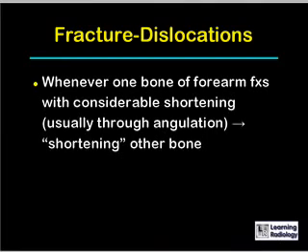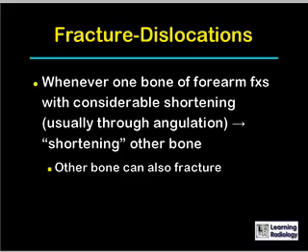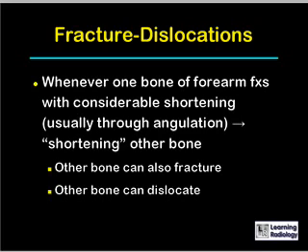Whenever one of the two bones of the forearm fractures with considerable shortening, usually due to angulation, then there has to be something which causes real or virtual shortening of the other bone. That something can be that the other bone can fracture, the other bone can dislocate, or ligaments can be torn, or a combination of the three.